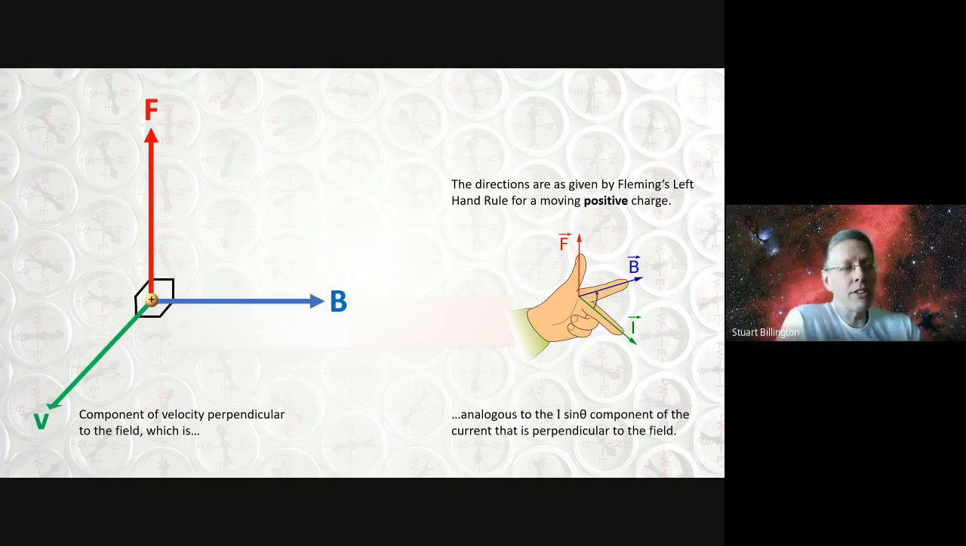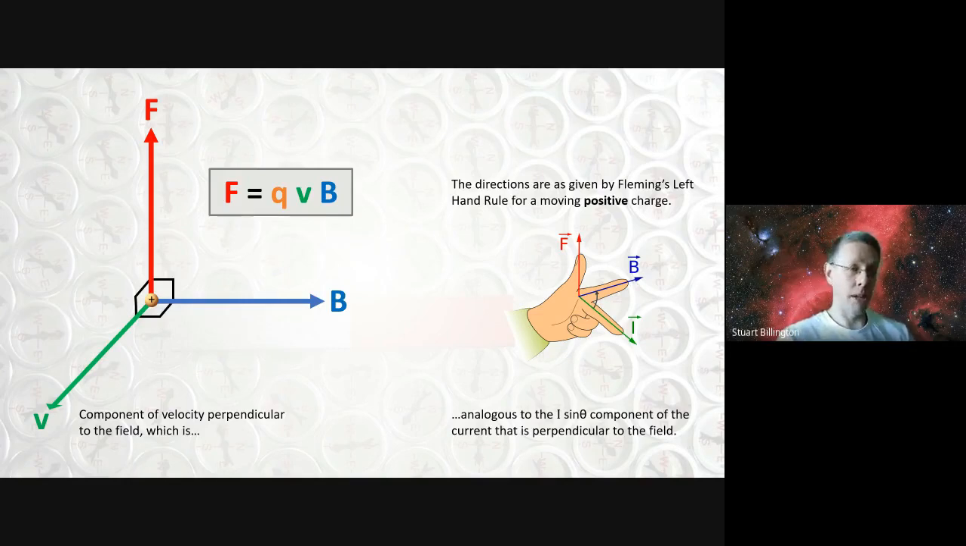And then here's the force law. It has been experimentally determined that the force is directly proportional to the charge on the particle: double the charge, double the force. Directly proportional to the speed of the particle: double the speed, double the force. And directly proportional to the magnetic field strength: double the magnetic field strength, double the size of the force.